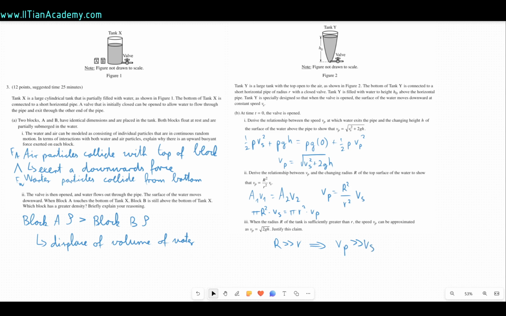And what we can see then is that in this formula, if Vs is so small, then we can simply approximate the speed of the surface of the water to be 0. So we can say this is approximately 0. Therefore, this term simply falls out. So we will find that Vp is simply equal to root 2gh.